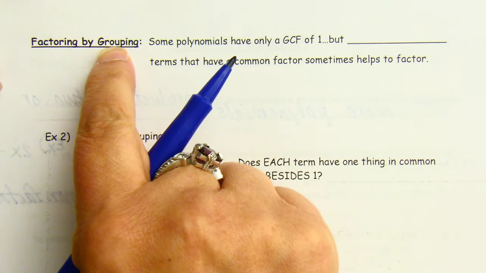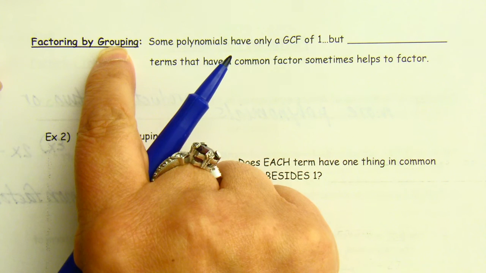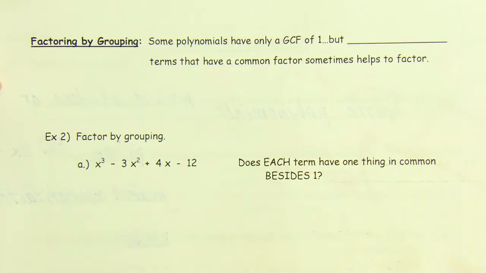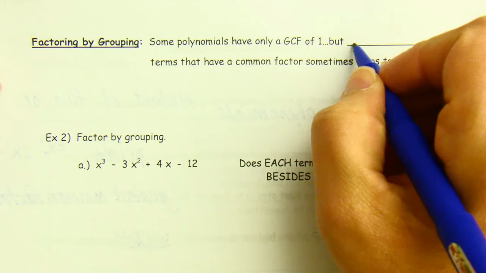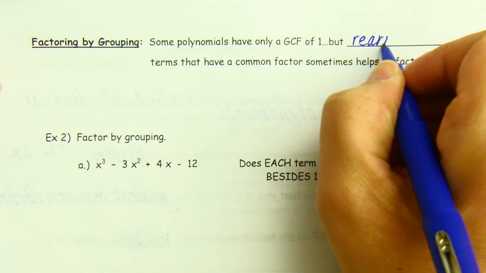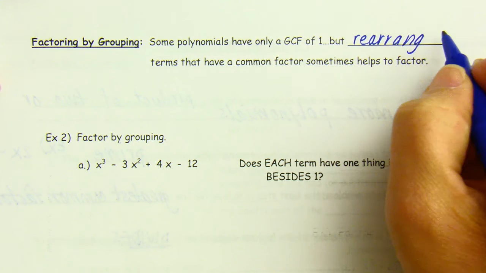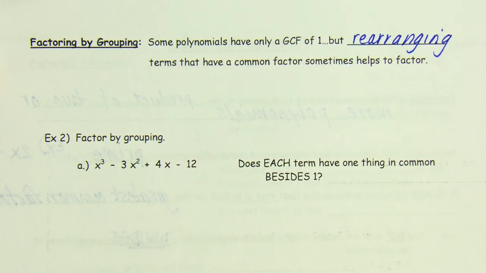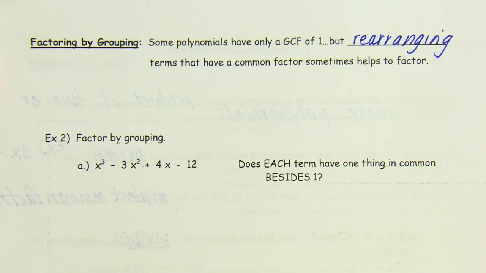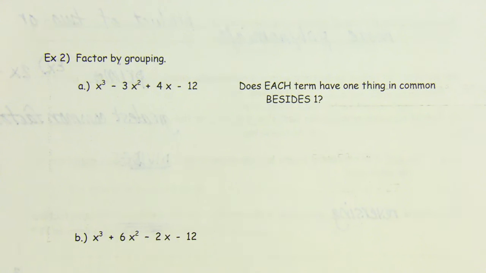Factor by grouping. Okay. Some polynomials have only a GCF of 1, but rearranging terms that have a common factor sometimes helps us. So we rearrange the lineup. Like 1 plus 2 plus 3 plus 4 could be thought of as 4 plus 3 plus 2 plus 1. I can rearrange them as long as I'm not changing any signs.